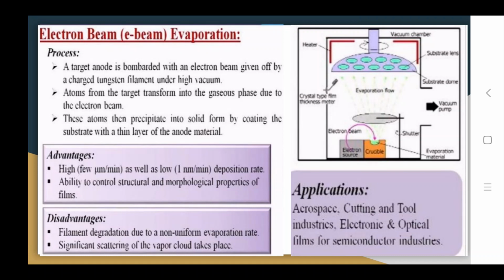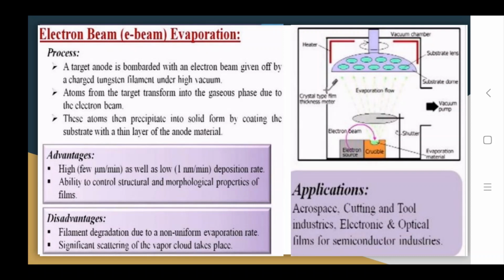So atoms from the target transform into the gaseous phase due to the electron beam, and these atoms then precipitate into the solid form by coating the substrate with a thin layer of the anode material. We'll discuss the advantages: a high deposition rate of a few micrometers per minute as well as a low rate of 1 nanometer per minute, which means it is fully controllable depending upon how much energy you are putting onto the anode material, or maybe onto the source. Ability to control the structural and morphological properties of the film.